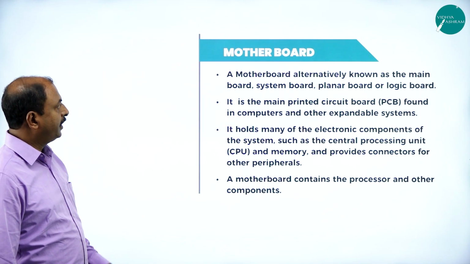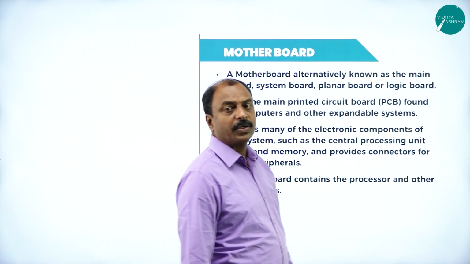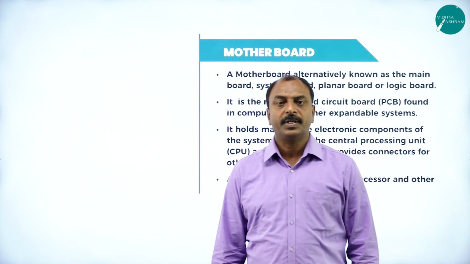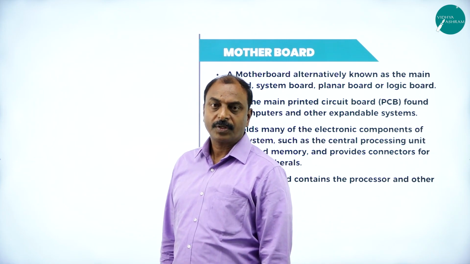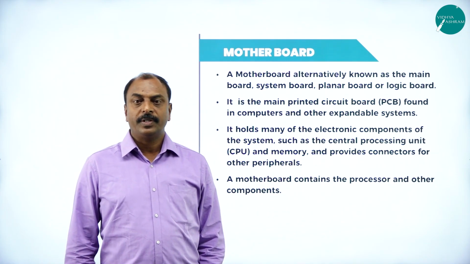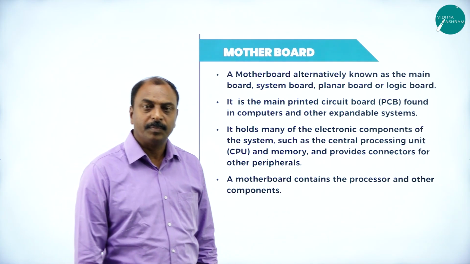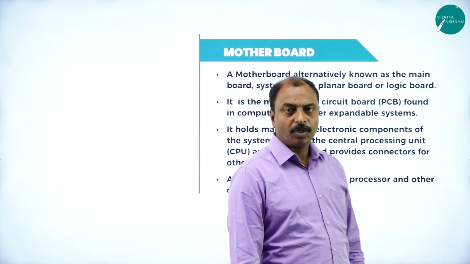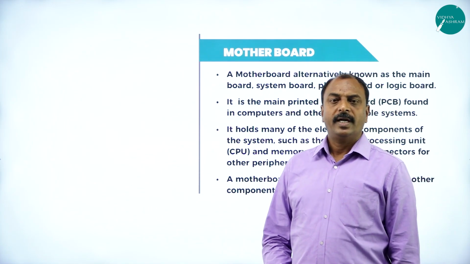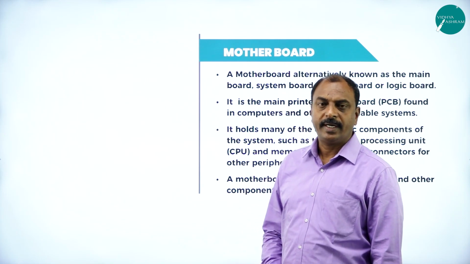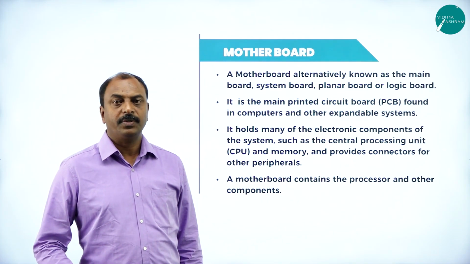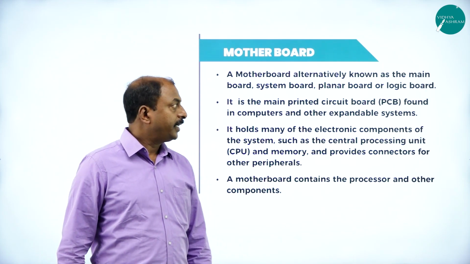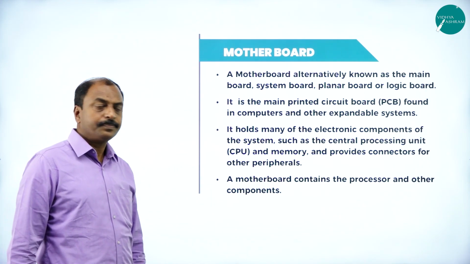So here in this chapter we are going to learn the hardware components of a computer system, especially inside a CPU. Inside a CPU we have a main board that is called the motherboard, and we are going to talk about what a motherboard is, the different types of motherboard, and the different components on the motherboard. Those things we are going to discuss in this chapter. And here let us start with the definition.